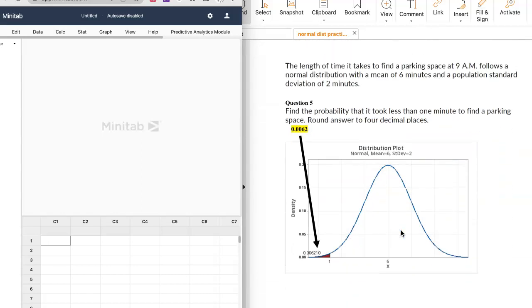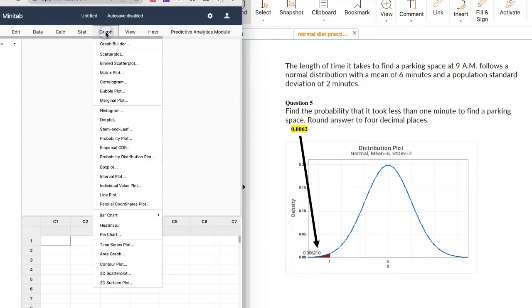And the rest of them are mostly ones where it helps you to do them in Minitab, because Minitab gives us a beautiful graph. So it says the length of time to find parking at 9 a.m. is normally distributed with a mean of 6 minutes, and it's spread out by 2 minutes. Okay, so that's how spread out it is. That's the standard deviation. To work these problems, it says find the probability it takes less than 1 minute to park. So there's a probability over here.